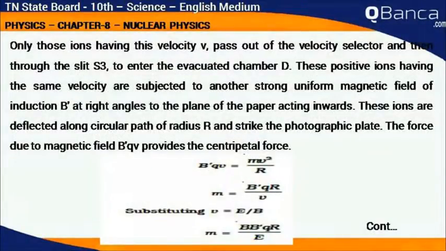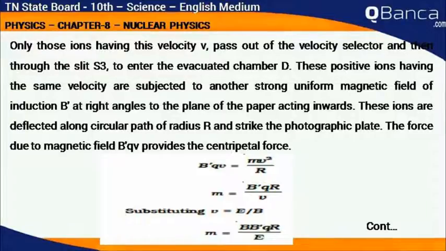Only those ions having this velocity V pass out of the velocity selector and then through the slit S3 to enter the evacuated chamber D. These positive ions having the same velocity are subjected to another strong uniform magnetic field of induction B' at right angles to the plane of the paper, acting inwards. These ions are deflected along a circular path of radius r and strike the photographic plate.